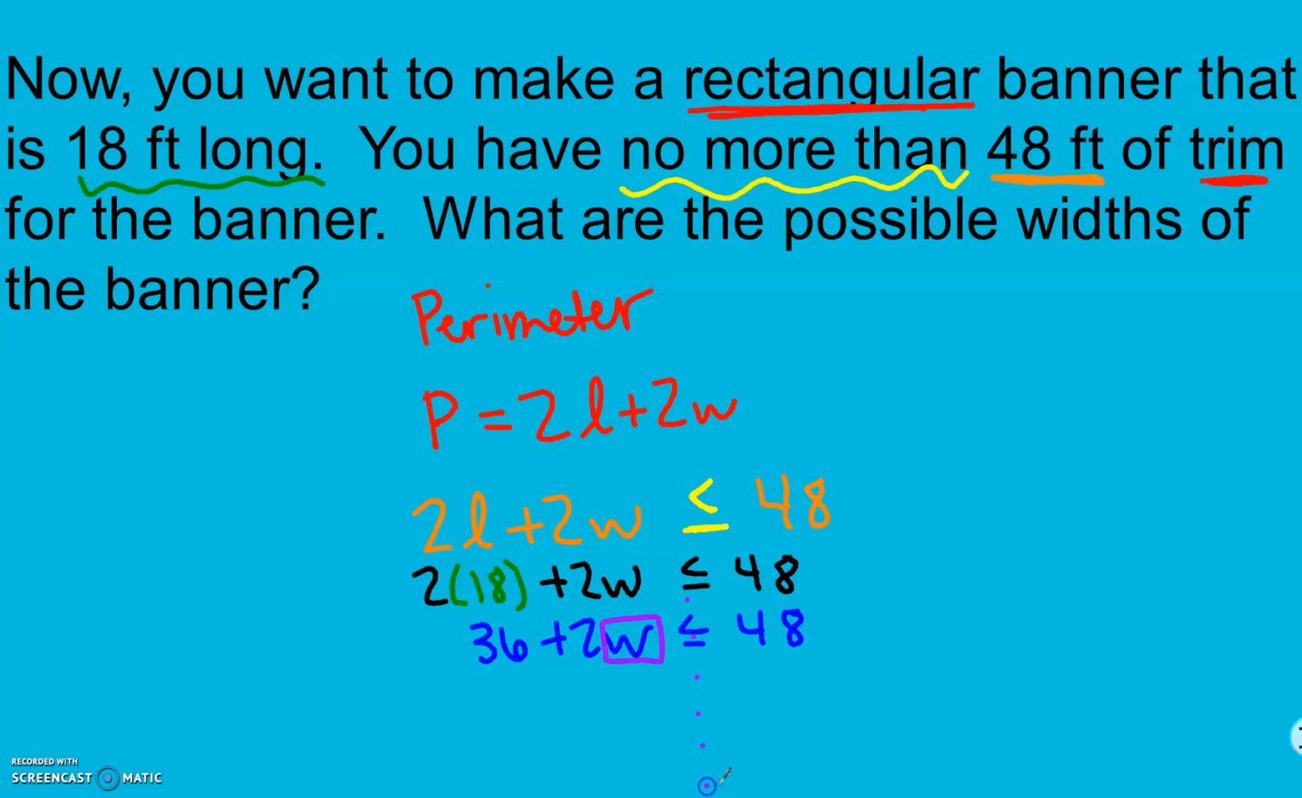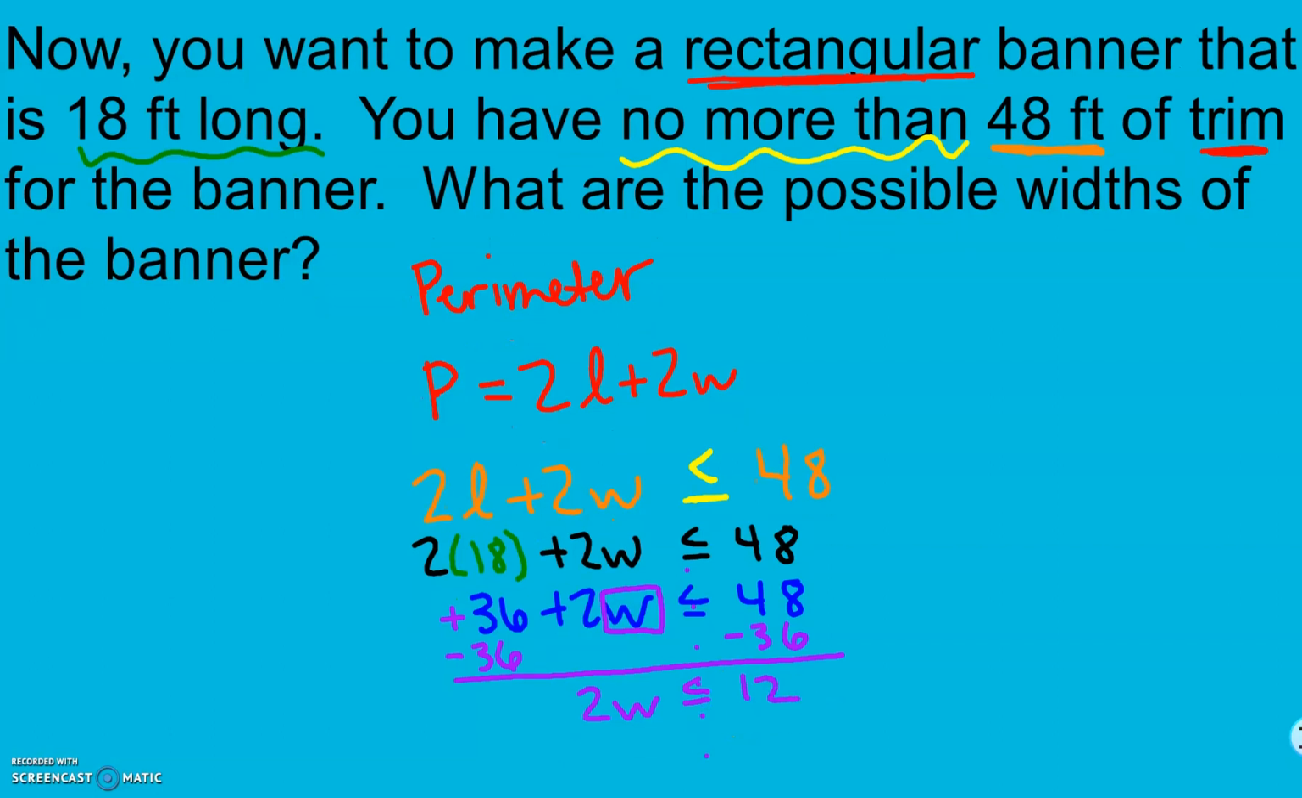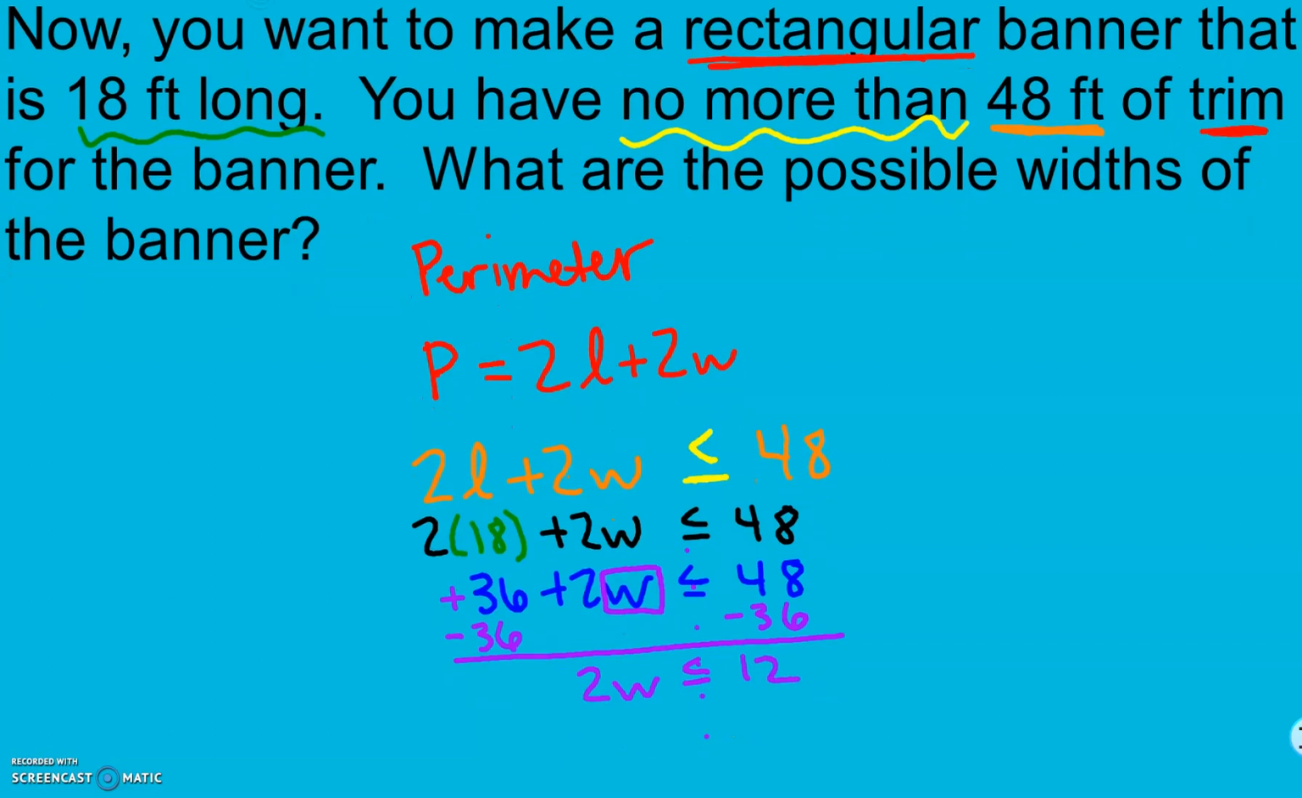My variable is being multiplied and added, so I'm going to go ahead and subtract first. Now to get rid of my multiplication, we can divide. And again, because I divided by a positive number, I can keep my inequality, and I get my width is less than or equal to 6 feet.